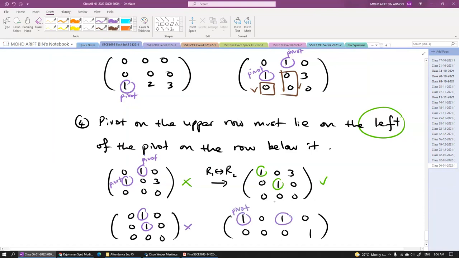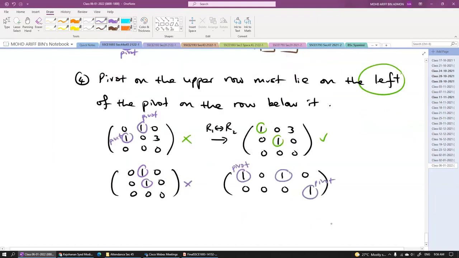This is your pivot for the first row, not the second one here. And for the second row, this is your pivot. If we compare the position, this one is still on the left, even though you have a gap of maybe two more columns. As long as it is on the left, no problem. So for this one, this is okay. All right, understand condition number 4? Understand? Class?